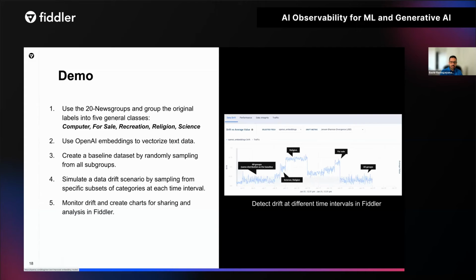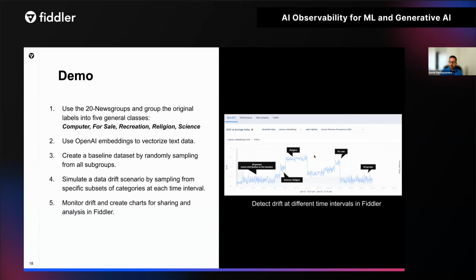Then we create a baseline data set by randomly sampling from all the subgroups that we have in the data. After that, in order to simulate a production scenario, we sample from specific subsets of categories at each time interval. And then we monitor the drift and create the drift charts at the Fiddler platform. Here at the right-hand side, you see a screenshot of what we get at the Fiddler platform by monitoring the production data in this scenario.